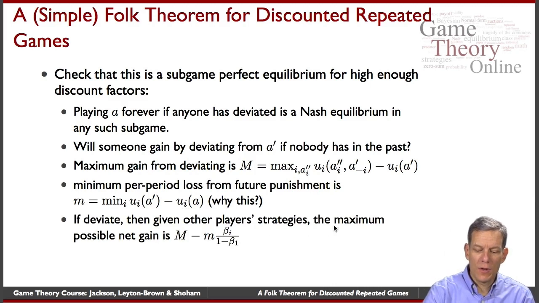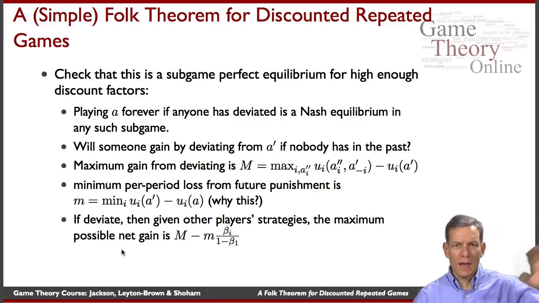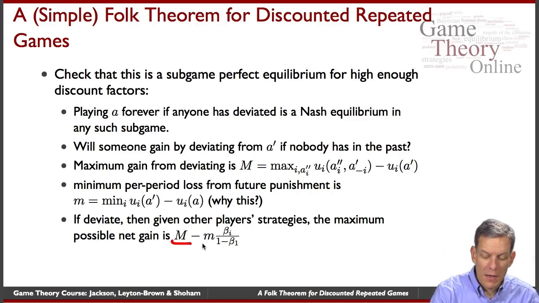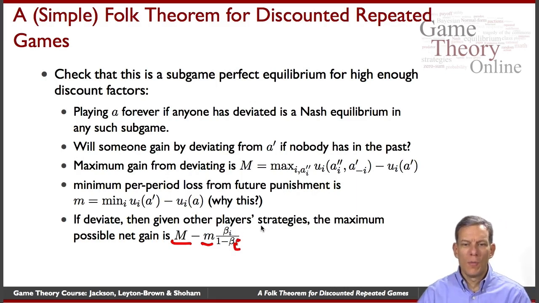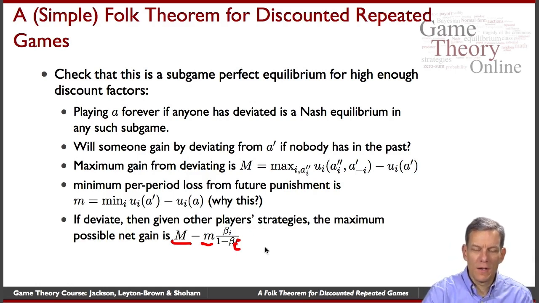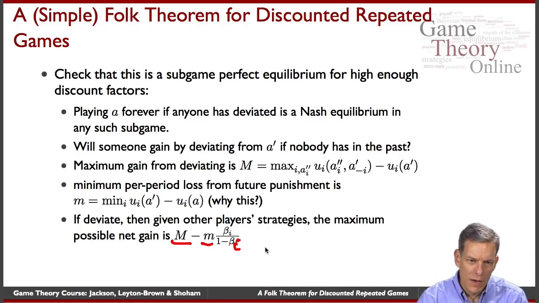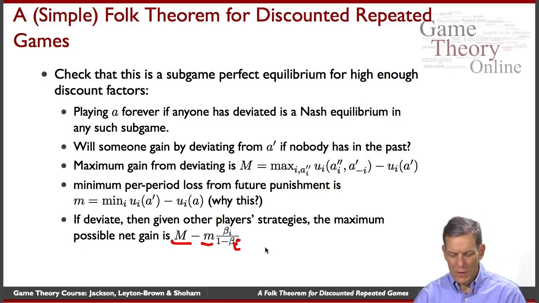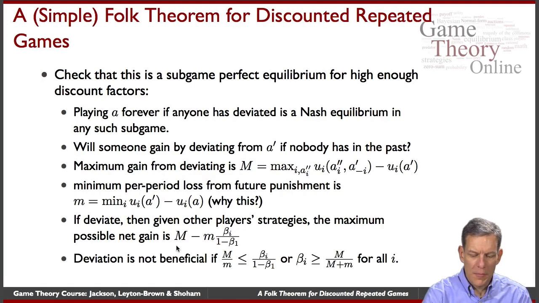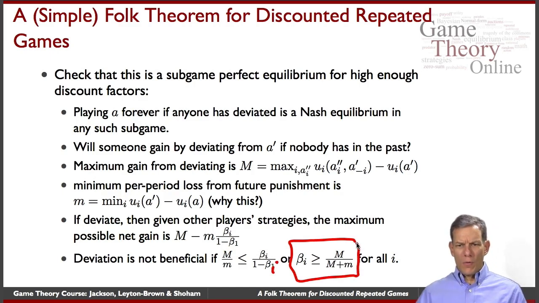So if I deviate, then given what other players are doing, the maximum possible net gain overall is I'll gain the M today, but I'll lose at least m in the future, and this should be an i. Then we've got beta i over 1 minus beta i, and if you set this, it has to be negative in order for players not to want to deviate. So what do we need? We need that M is less than or equal to this. So M over m is less than or equal to beta i over 1 minus beta i. And that gives us a lower bound on beta i. It has to be at least M over M plus m.